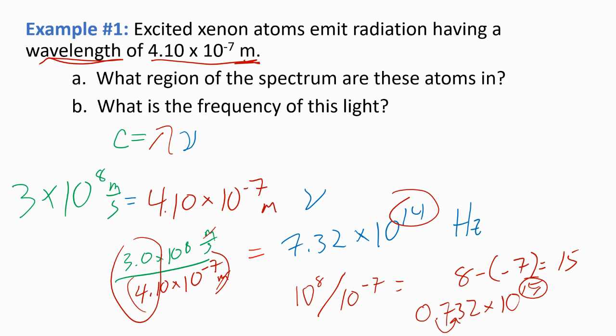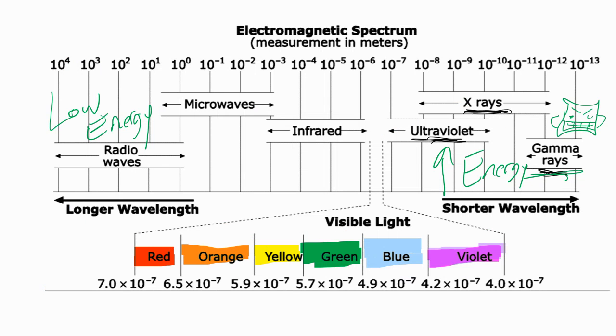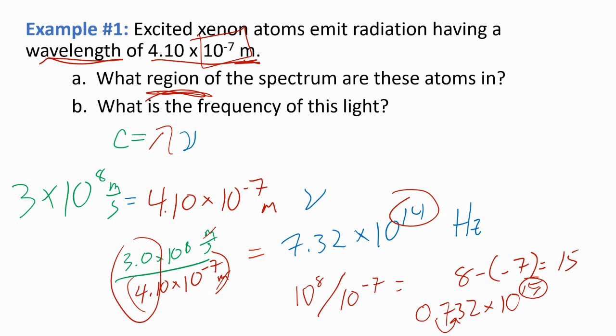All right, and what region? I didn't even answer the first question. What region is this? So 10 to the minus 7 is where you're looking on your spectrum here. It could be ultraviolet, but it's 4.1. Notice all visible light is 10 to the minus 7. So make sure you look down here when there is a 10 to the minus 7, and 4.1 falls between 4.0 and 4.2. So the answer there is it's violet. There you go.